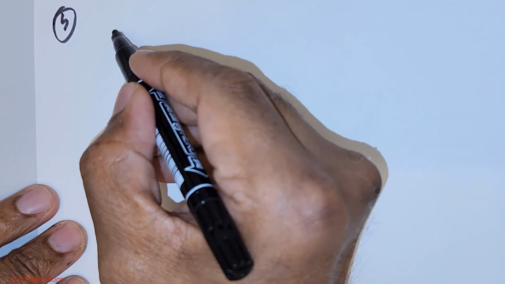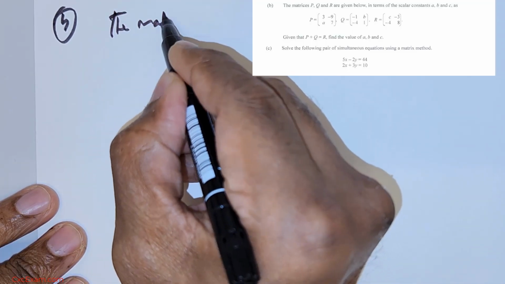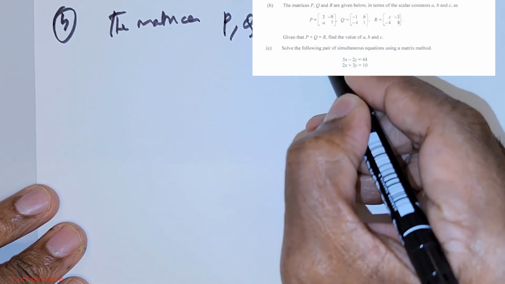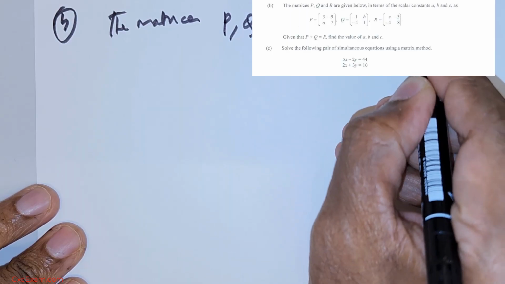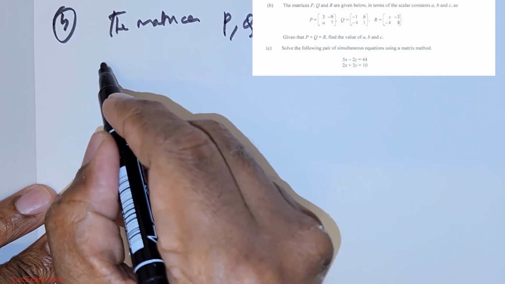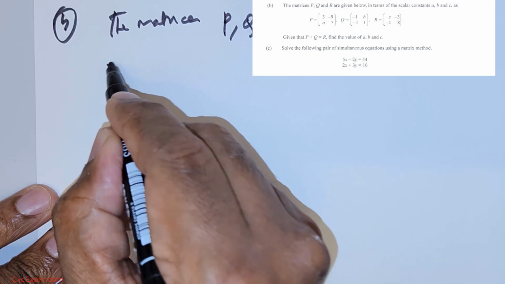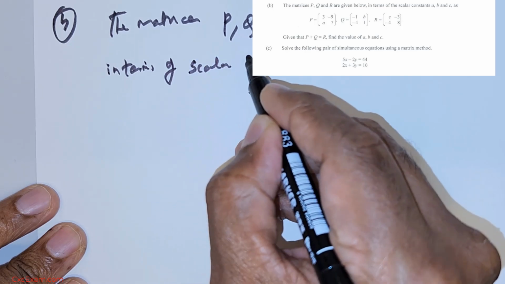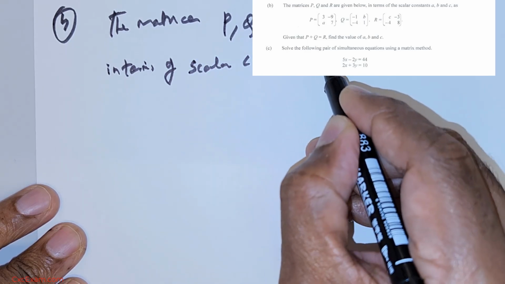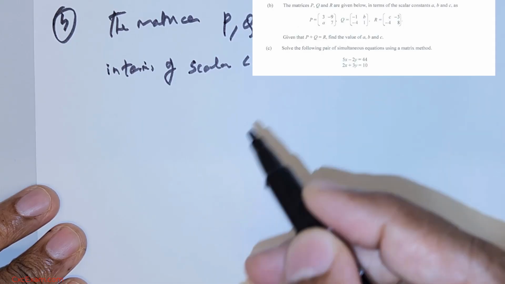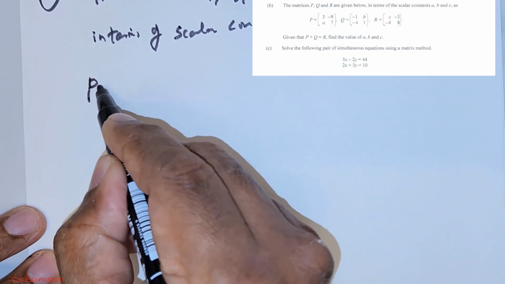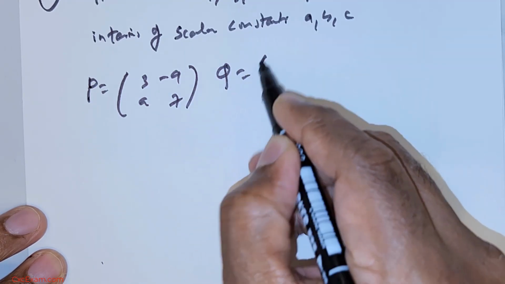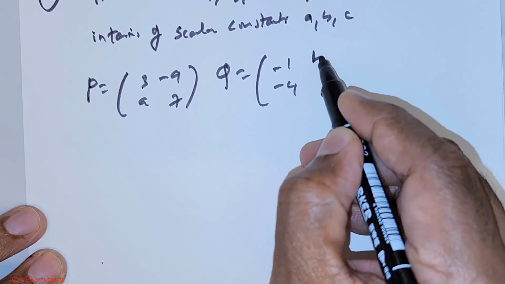Okay, so this is the next question. We have been given the matrices P, Q, R given below, in terms of scalar constants A, B, C. Okay, now P is equal to 3A, negative 9 and 7. Q is equal to negative 1, negative 4, P and 1.